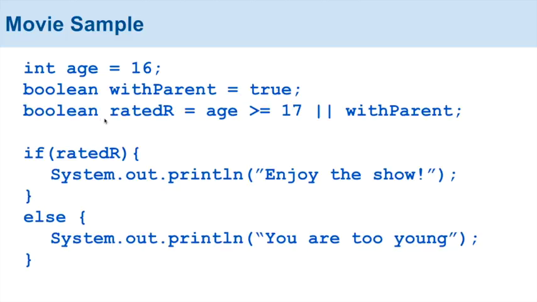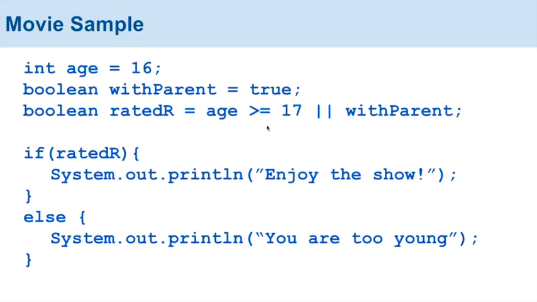I've created another Boolean, and it's called rated R. And it's going to be equal to two things. Basically, if the age variable is greater than or equal to 17, then it'll send a true value. So this condition could be true. Or the condition, are you with a parent, could be true.